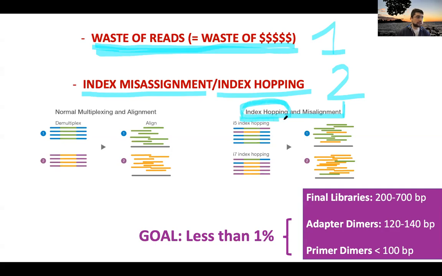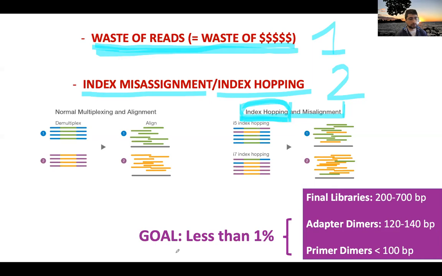So if you have this index misassignment, you can say this fragment was coming from a different sample than it was supposed to be. If you minimize the presence of adapter dimers and primer dimers, this problem occurs less frequently, and so you will have much cleaner results at the end of the day. So these are the two reasons why we need to have less than 1%. I just want to stress this.